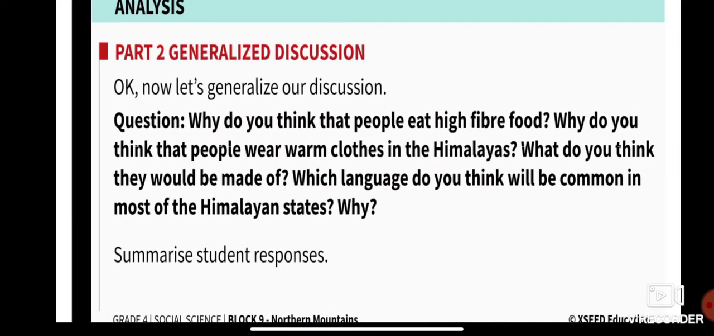Now let's get into generalized discussion. Okay, so let's generalize our discussion. Now, question: why do you think that people eat high fiber food? And why do you think that people wear warm clothes in the Himalayas? And what do you think they would be made of? Means, what are the clothes that they wear made of?